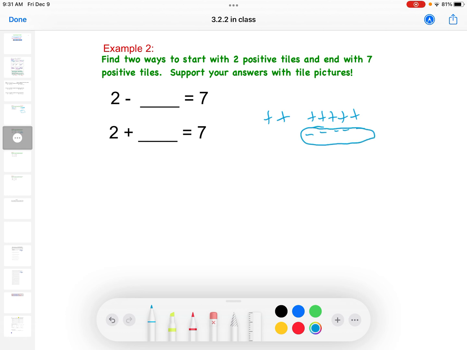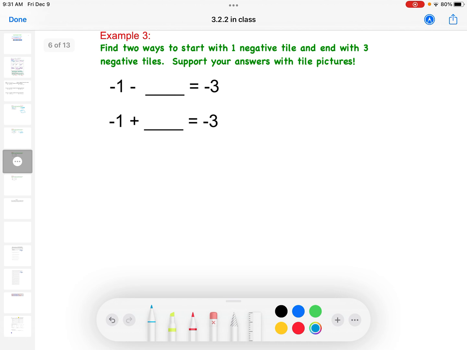Originally, I should start over. Originally, I do have a +2 here, but I have to take away something. What am I going to take away? I'm going to take away 5 negatives, and I'm left with 7 positives, right? So I have to take away 5 negatives. The other way to do it is 2 plus 5, right, is equal to 7. All right, let me see if there's any other ones I'm missing here.